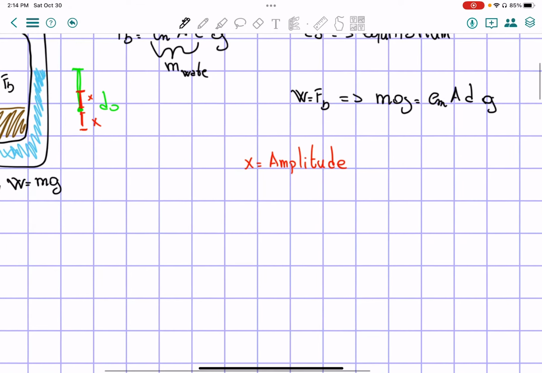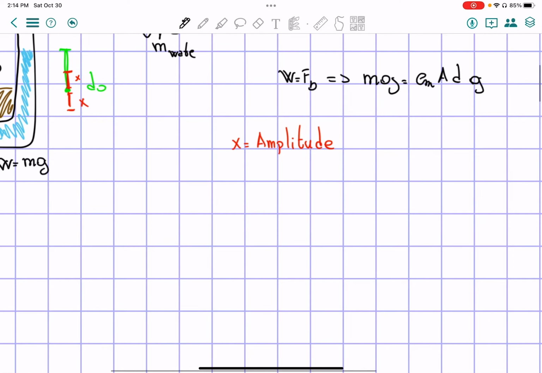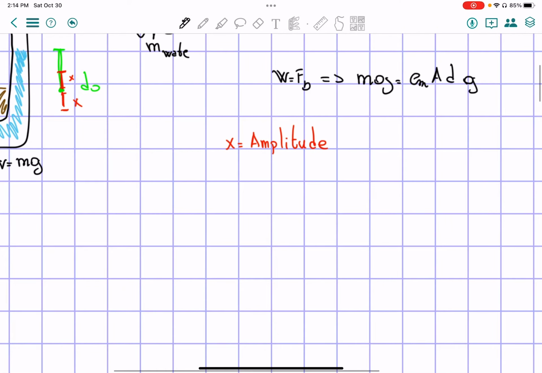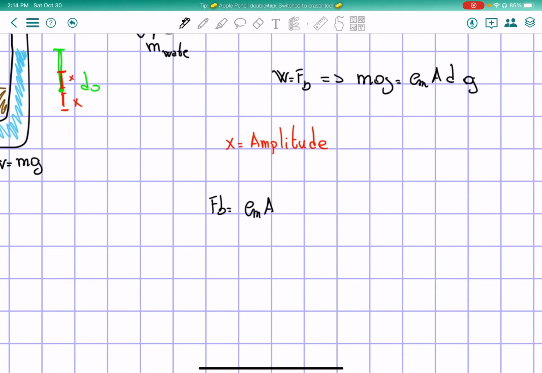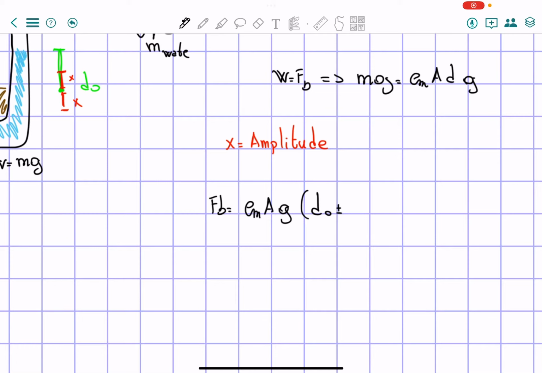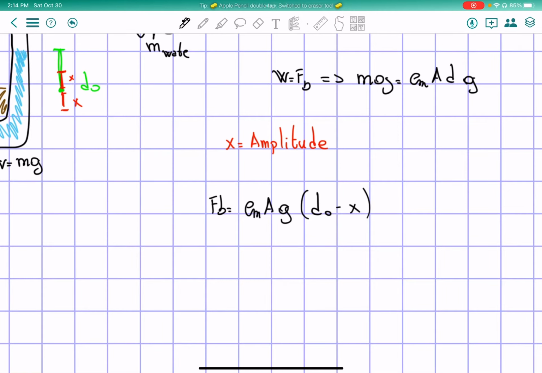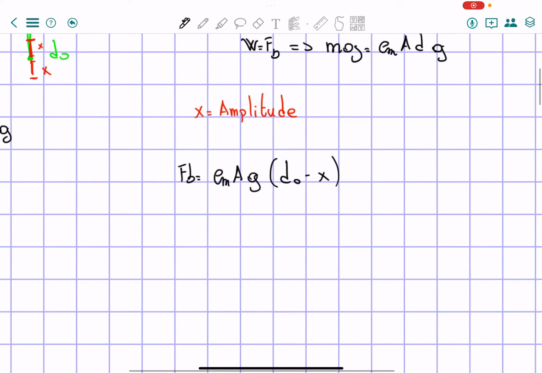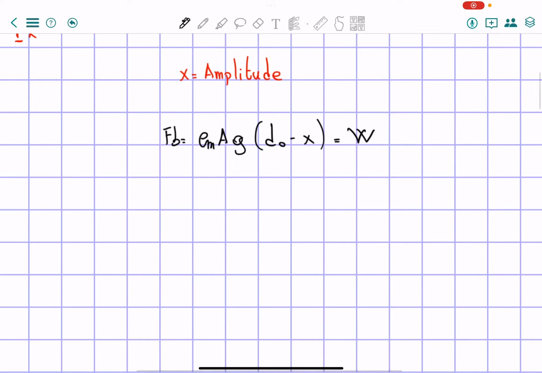So what we know is that in this case the amplitude is also dependent on the depth. So our buoyancy force will depend on the amplitude. So first of all, the density of water times the area times the acceleration times the depth, and the depth will be d naught plus or minus, in our case, x. In this case, we say minus because x will be an absolute value, whether it goes up or down. So we're talking about amplitude. And the weight doesn't change, but we can put it equal to the weight because we said they have to be the same.